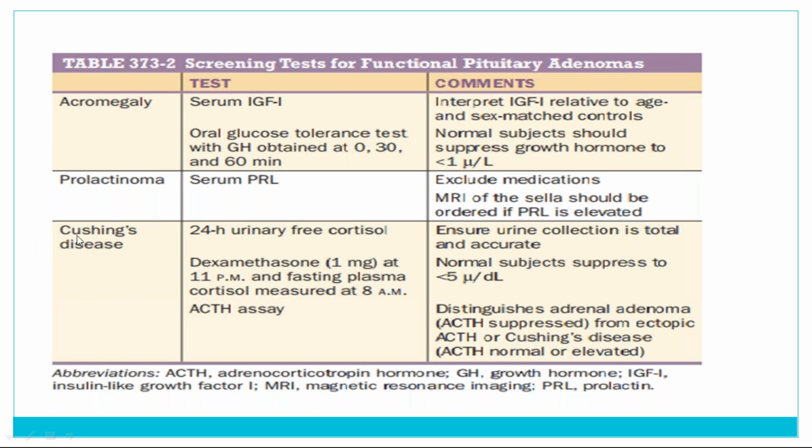Okay. So whenever there is Cushing's disease, what do we do? The screening test is the 24-hour urinary free cortisol test. And one more test is the dexamethasone suppression test, similar to this glucose test. We'll give dexamethasone and check the cortisol levels. We'll discuss it in detail again. In normal subjects, cortisol levels will reduce. But if there is an adrenal adenoma, then there will be increased cortisol levels.